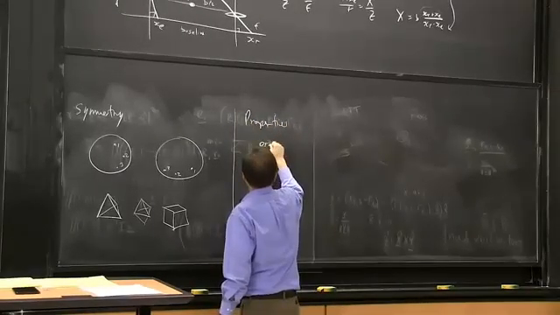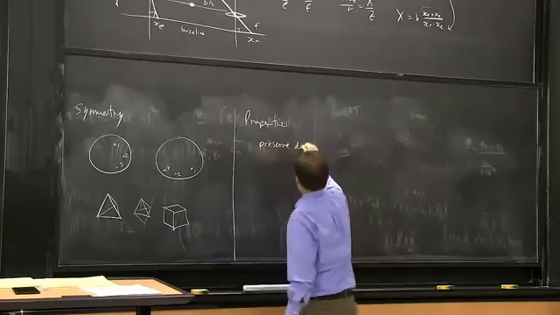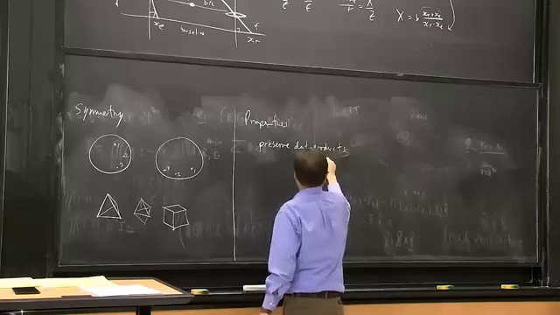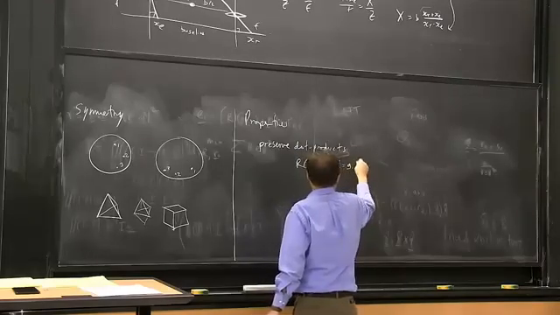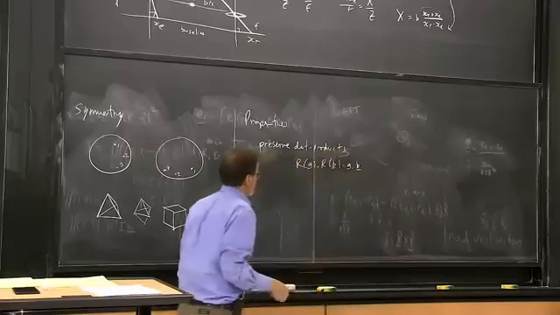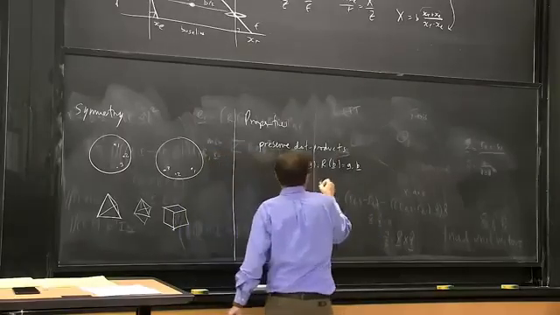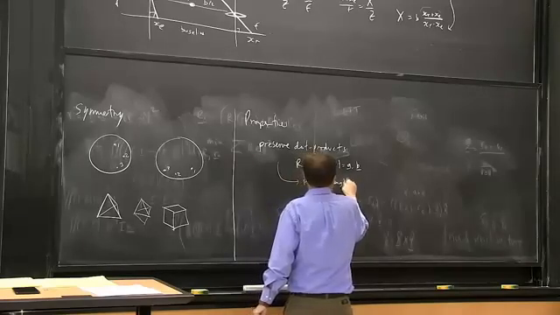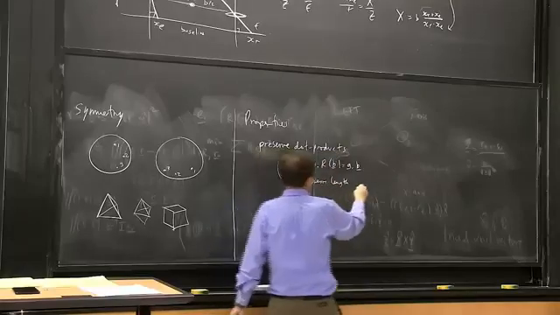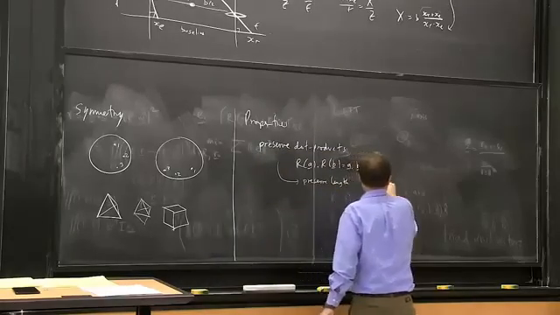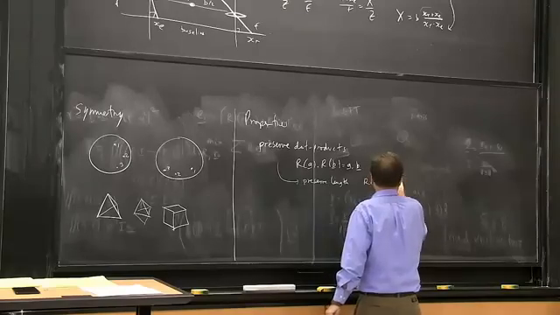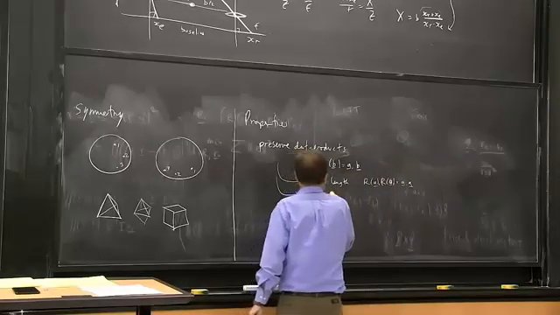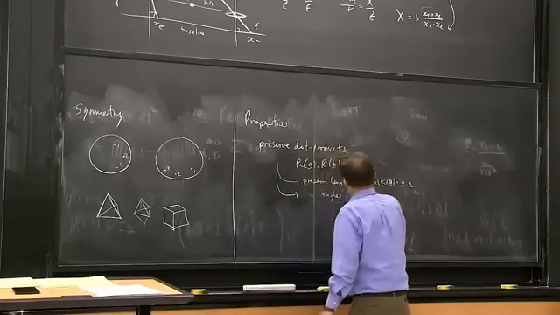Rotations preserve dot products. That's sort of obvious. And that has two sort of corollaries. One of them is that they preserve lengths, which is just what you get if you make A the same as B. And they preserve angles, right?